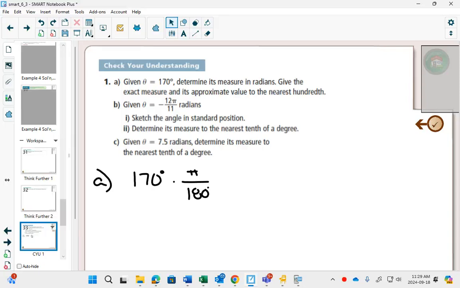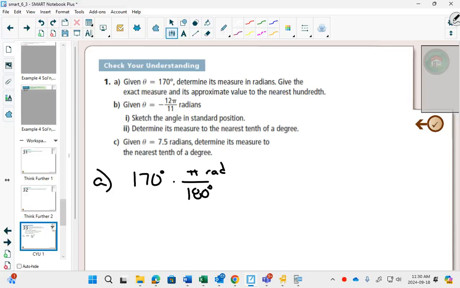Whenever you're doing a conversion and you're multiplying, what you multiply by is a fraction that has 1 unit on the top, in this case pi radians, and 1 unit on the bottom, in this case 180 degrees. And what you're multiplying by is equal to 1. Even though the numbers are different, 180 degrees is exactly the same as pi radians. So when I divide them, this whole fraction is equal to 1. What this allows you to do is change units.